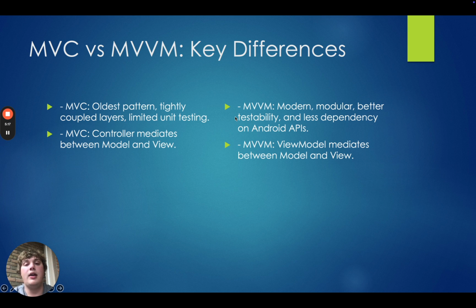Scalability. In MVC, the controller can become a bottleneck as the application grows. MVVM's modular design makes it easier to scale and extend the application with new features. Complexity. While MVC is simpler to implement, it struggles with larger, more complex applications. MVVM introduces some complexity, especially with data binding, but it pays off with cleaner code and easier maintenance.